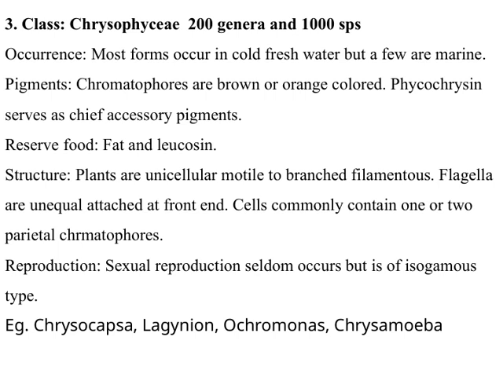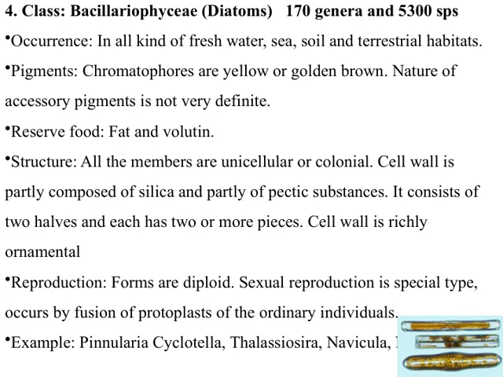Reproduction in Chrysophyceae is mostly asexual, and sexual reproduction is rare. When it does occur, it's usually of the isogamous type, meaning the gametes are similar in size and form. Examples of organisms in this class include Chrysocapsa, Lagynion, Ochromonas, and Chrysamoeba. Recognizing these key features helps us understand their role in aquatic ecosystems and their evolutionary significance within the broader group of algae.